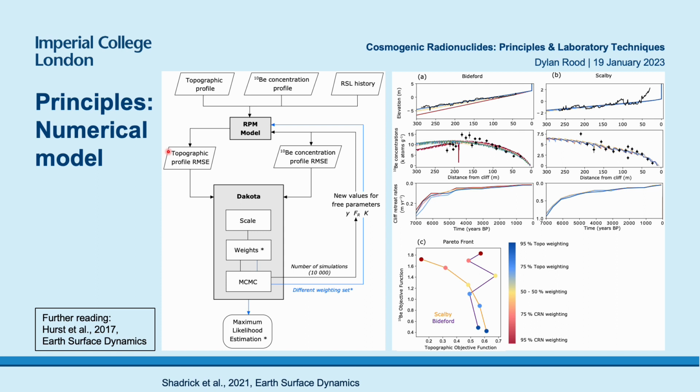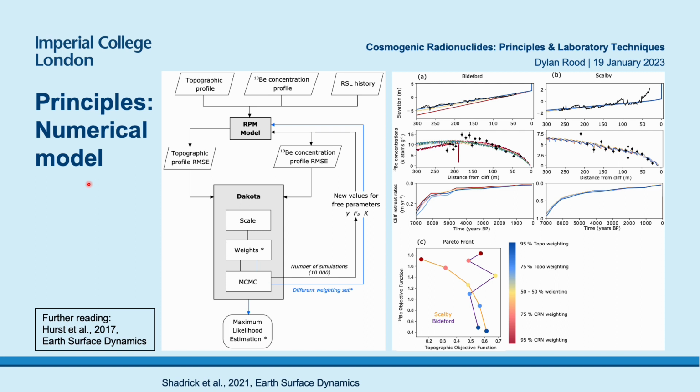Another essential component to applying cosmogenic radionuclides for rock coasts is the implementation of a numerical model. I'm not going to go into the details of this here because I could give a whole other talk just on it, but the basics are that there are two different types of numerical models. What was initially used were these geometric equilibrium retreat models, where the topography observed today just translates through time.